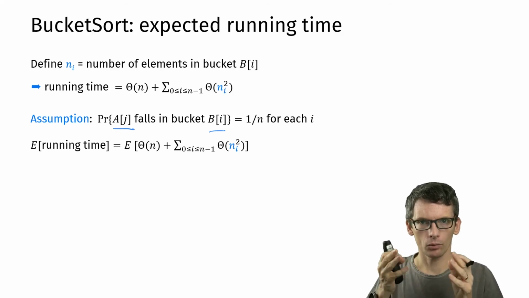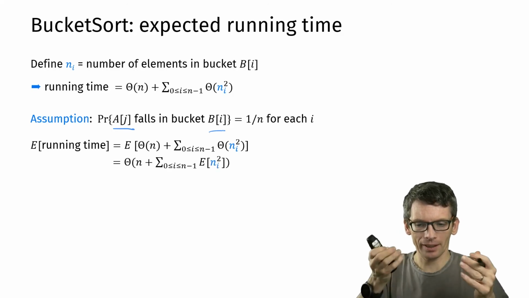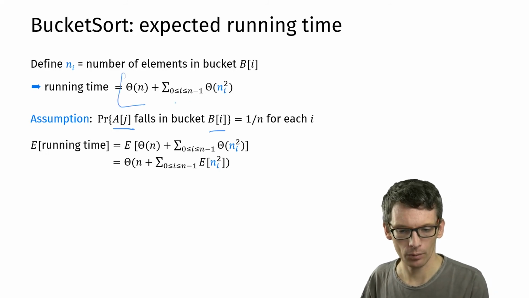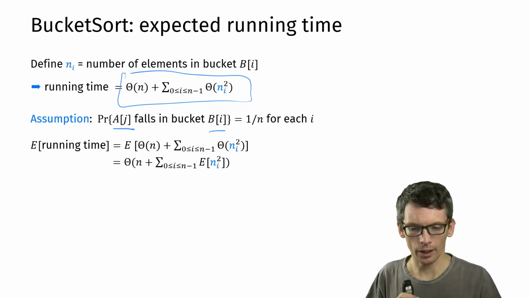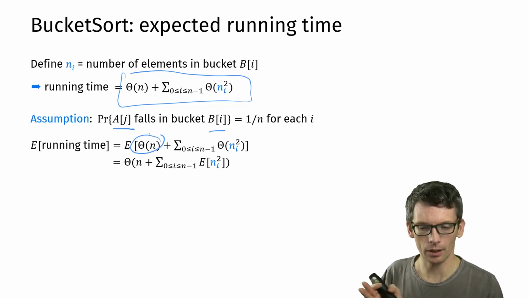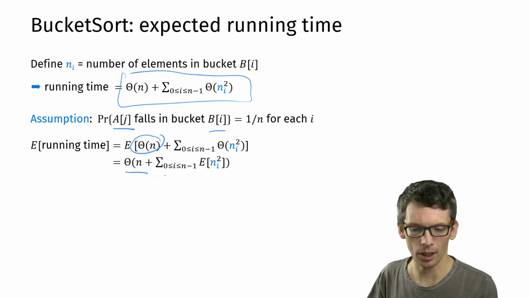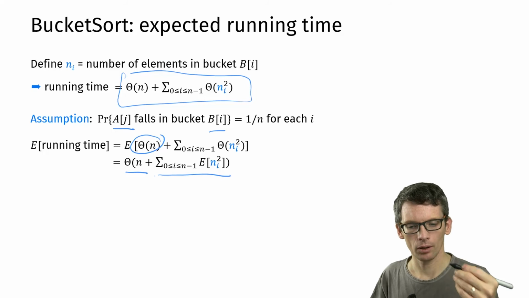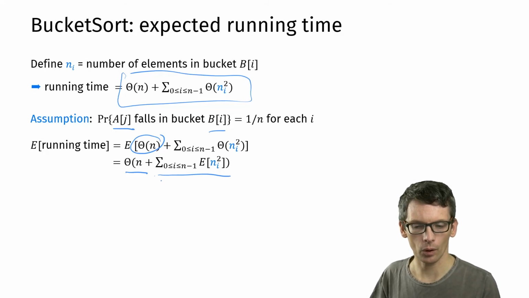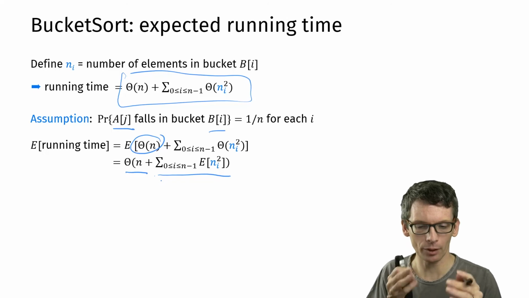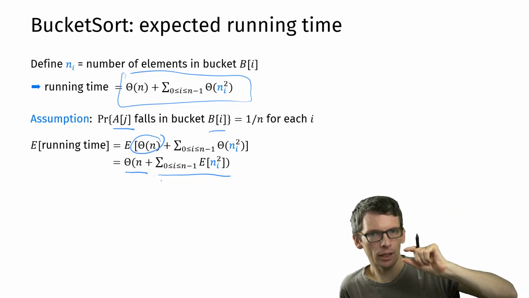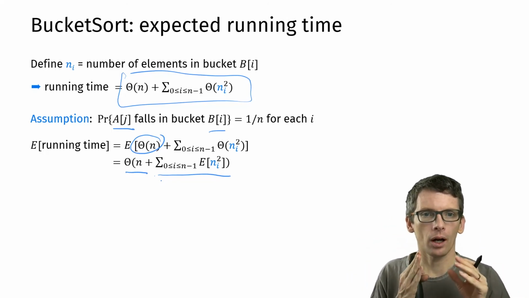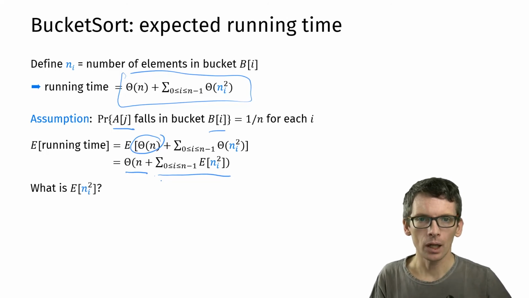The expected running time is the expectation of what the running time was. Now this we can write as: this part is always linear, so we can take that out. So this is linear plus the expectation of the sum of the ni squared, which is the sum of the expectations of ni squared. So if I know how large ni squared is in expectation, I know how fast my algorithm is. So how can I estimate ni squared?